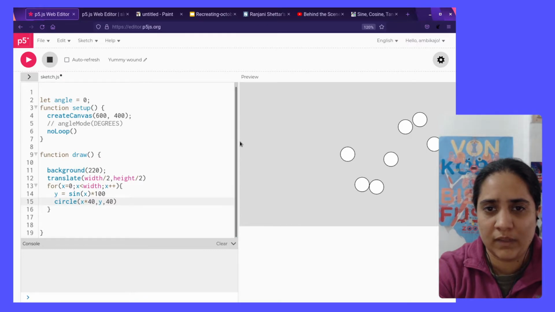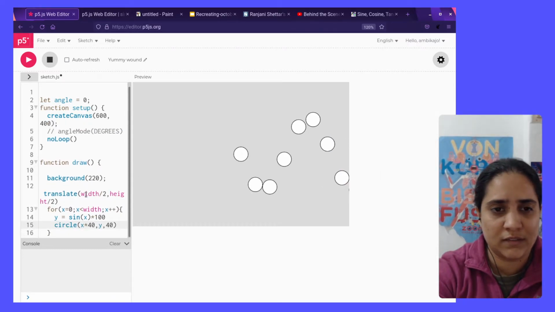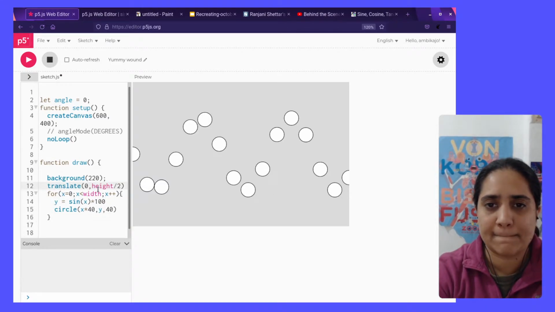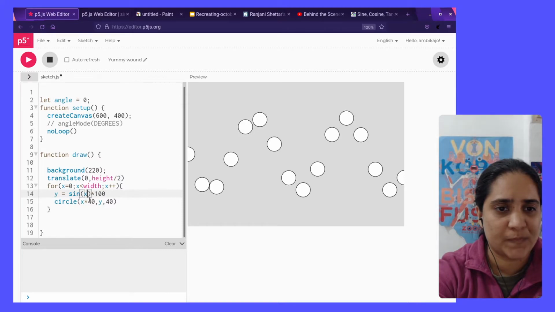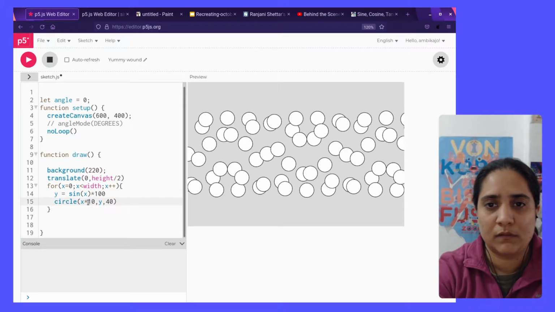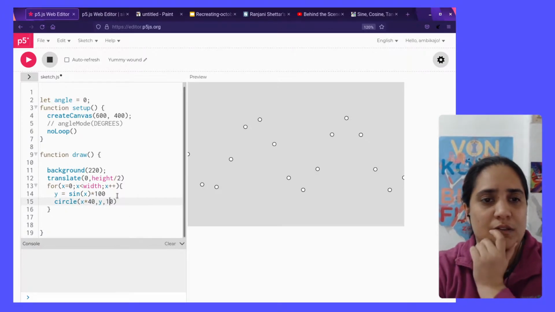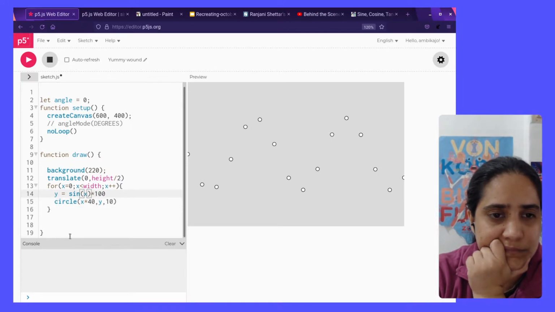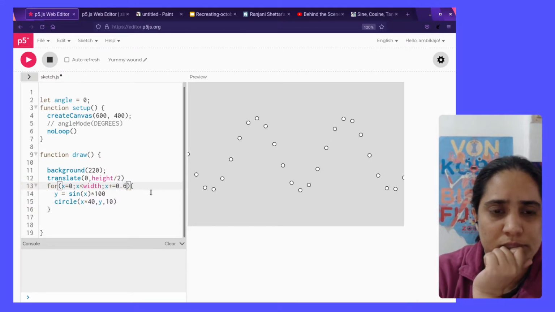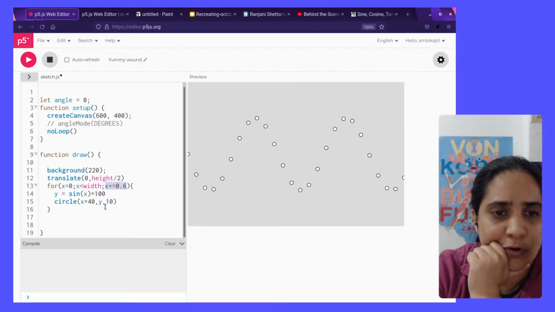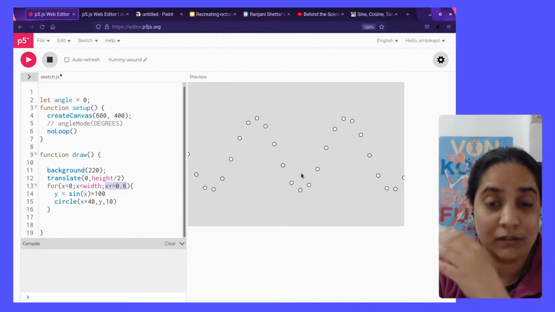So it's kind of giving a wave, which is not necessarily a very smooth one, but you can definitely see it. Now I've increased the increments in the for loop, which is automatically giving me a higher number of circles within the wave.